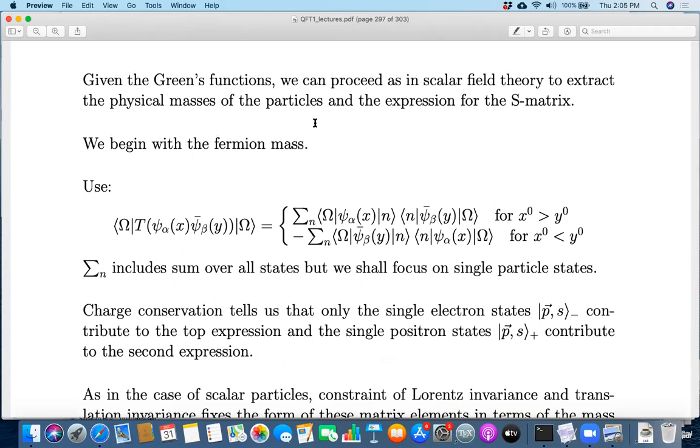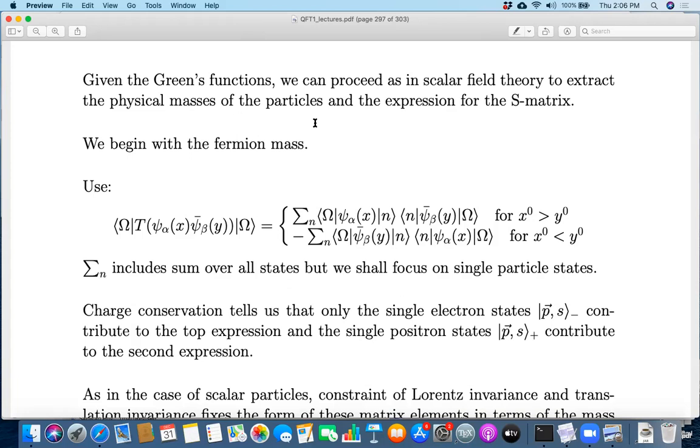So now the point is, given the Green's functions, what can we do? Because we have to ultimately connect it to physical observations. And here again, we proceed exactly as in the case of scalar field theory. In the scalar field theory, you had seen that given the Green's function, you can use it to extract the physical masses of the theory and the physical S matrix elements. And that you can repeat for quantum electrodynamics.